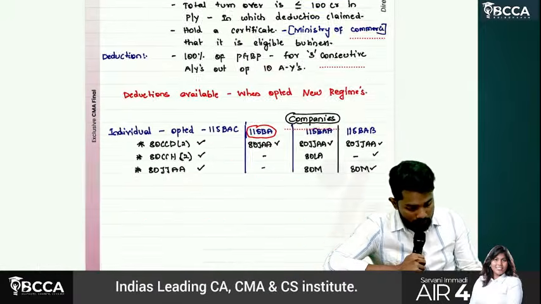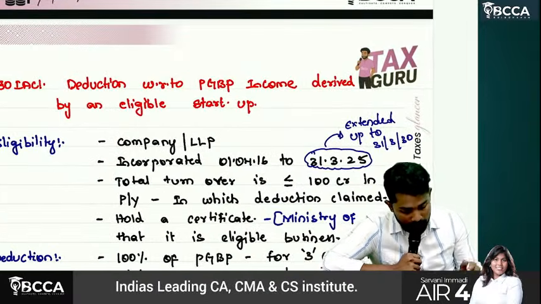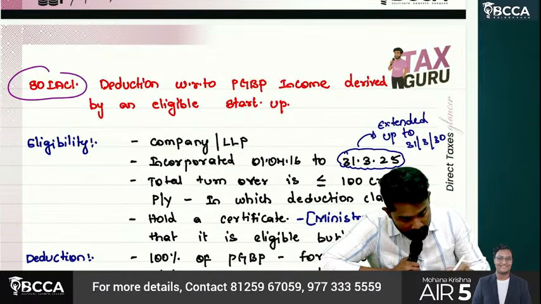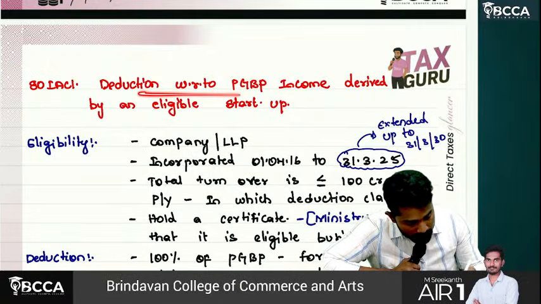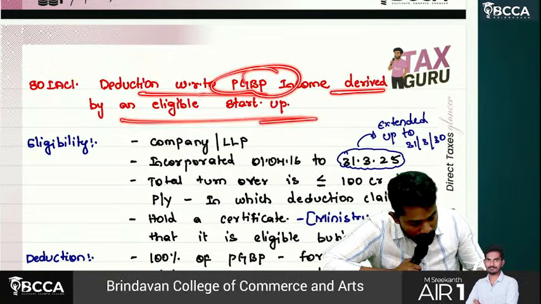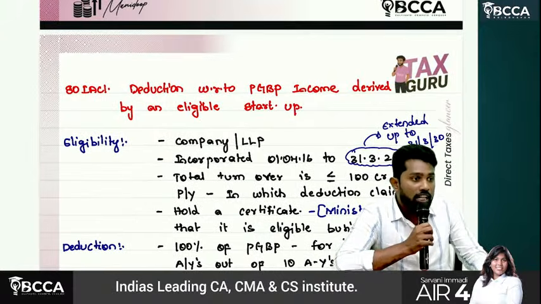80-IAC, sir. This question also I'll complete and we can take a break. This point, 80-IAC. 80-IAC is about what? Deduction with respect to PGBP income derived by an eligible startup.